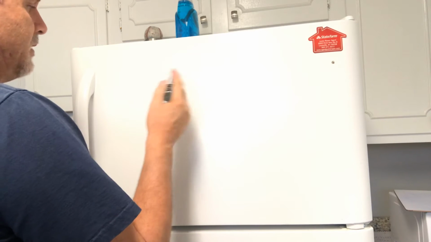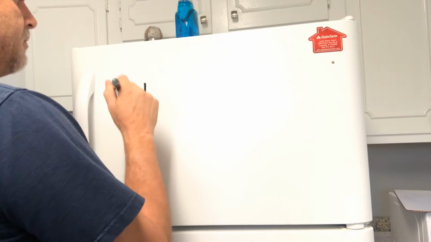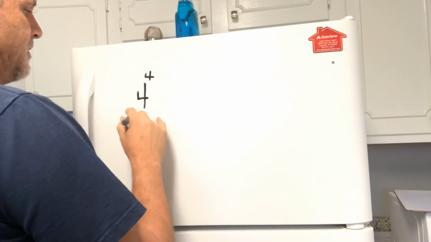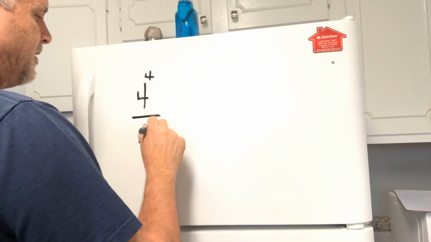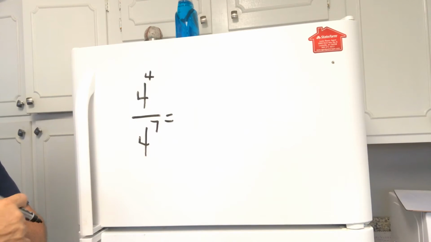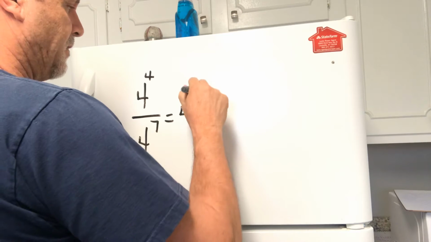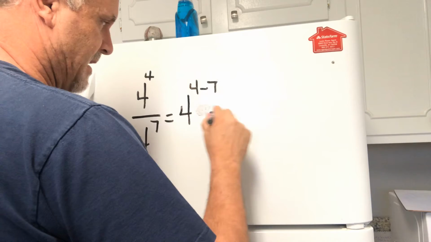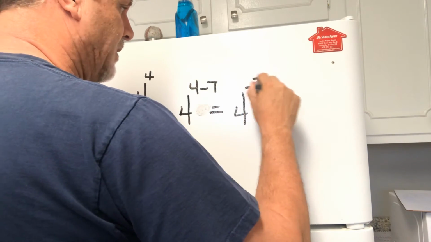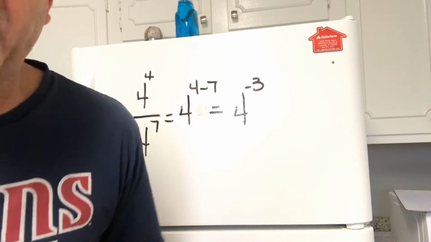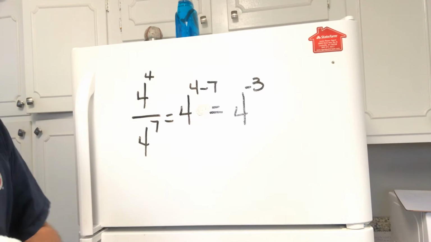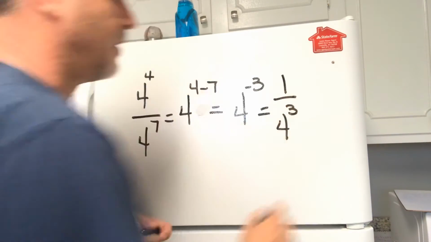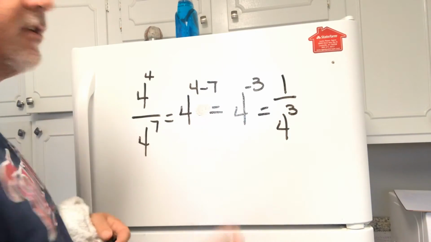So if we had 4 to the 4th divided by 4 to the 7th, that would be 4 to the 4 minus 7, which would give us 4 to the negative 3rd. Now, we are not allowed to end with negative exponents. I showed you that last time. So what you would do here is 1 over 4 to the 3rd, because the negative exponent rule says we can do that.